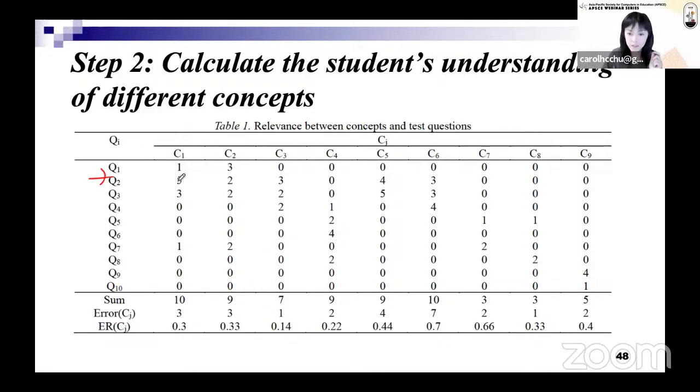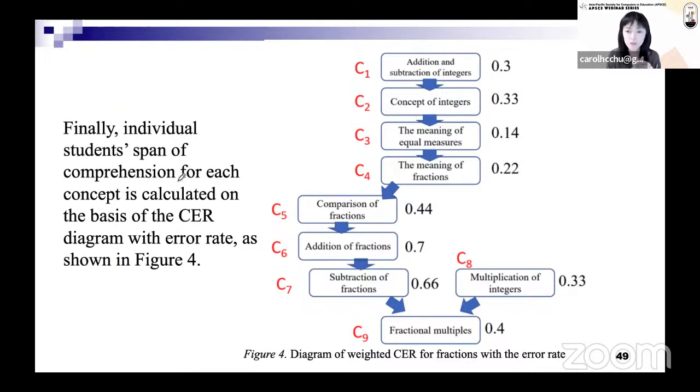And after we analyze it, we can know the result here. Individual students, the span of comprehension for each concept, is calculated on the basis of the CR diagram with error rate. If it's higher than the error rate threshold, they need to remediate it. They need to study it again. But we also create a pathway to help the student to learn, just like this way. Okay.